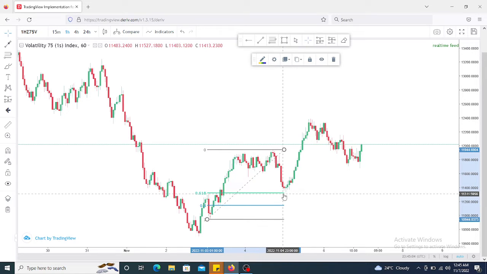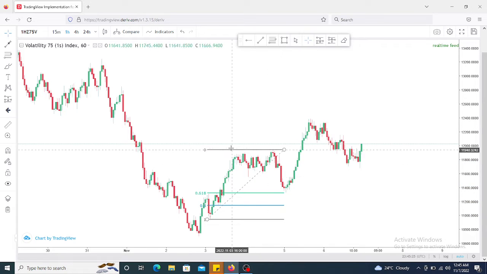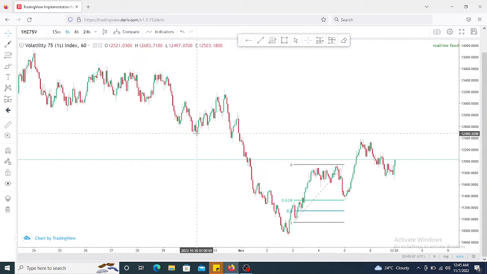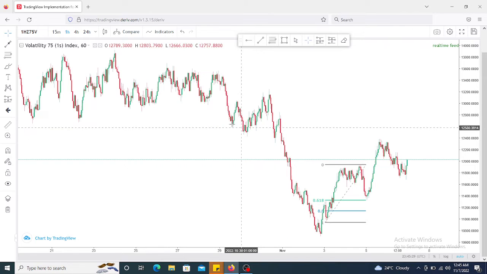Place your entry at the 618 level. It could be a limit order or a market execution order, and put a stop loss slightly behind the 80 level down here. At these places, you need to also look for confirmations too, like your candlestick confirmations or patterns and the rest.